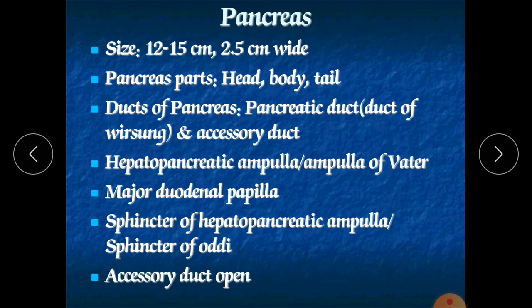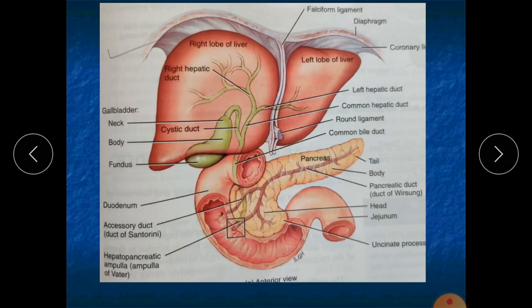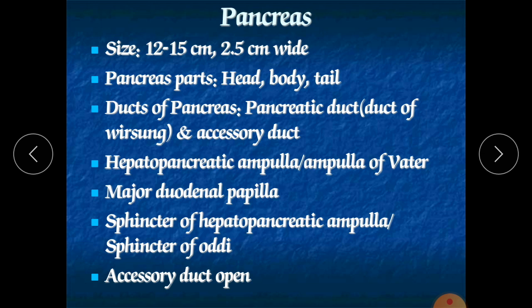Now here are the ducts of pancreas, the pancreatic duct and accessory duct. This pancreas has two types of ducts. One is the pancreatic duct and another is the accessory duct. The pancreatic duct secretes almost 70% of the secretion. It is the major duct of the pancreas as compared with the accessory duct. The accessory duct is also called the duct of Santorini, whereas the pancreatic duct is called the duct of Wirsung.